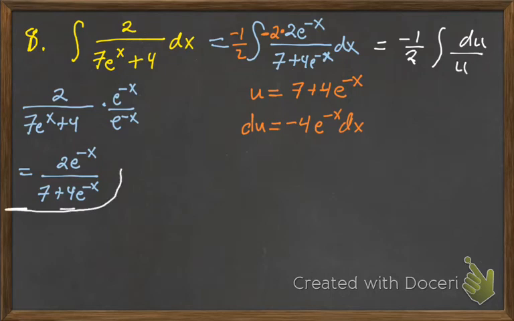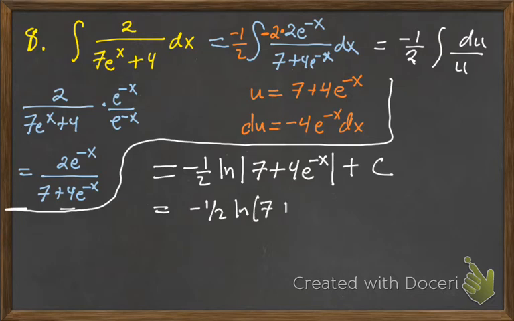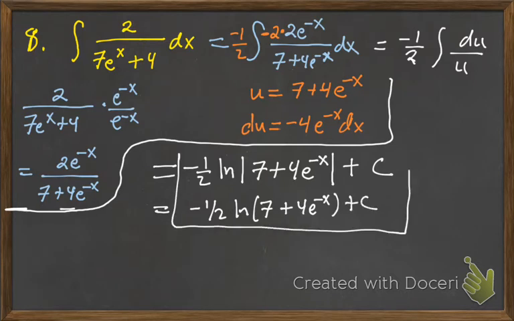So we got negative 1/2, and then it's going to become the integral of du over u, and well, that's going to be negative 1/2 natural log absolute value of what is u? u is 7 plus 4e to the minus x, and then plus your constant of integration. You can drop the absolute value bars because 7 is always positive, e to the minus x is always positive, and 4 is always positive. So natural log doesn't like anything that's negative or 0. So 7 plus 4e to the minus x, that's safe. It will always be positive.